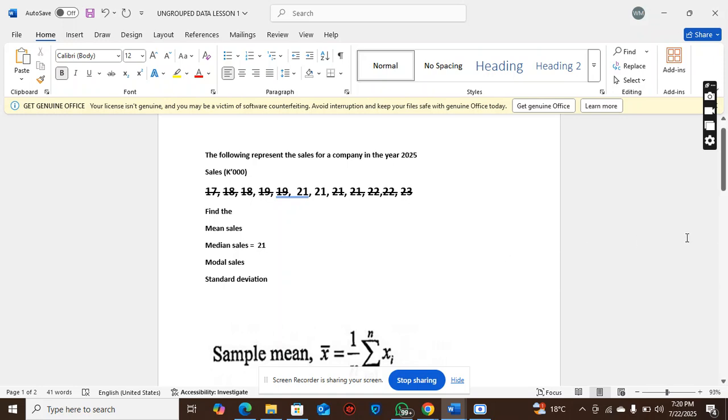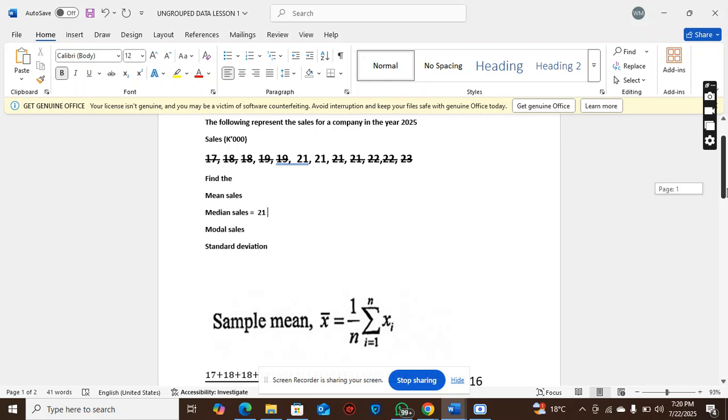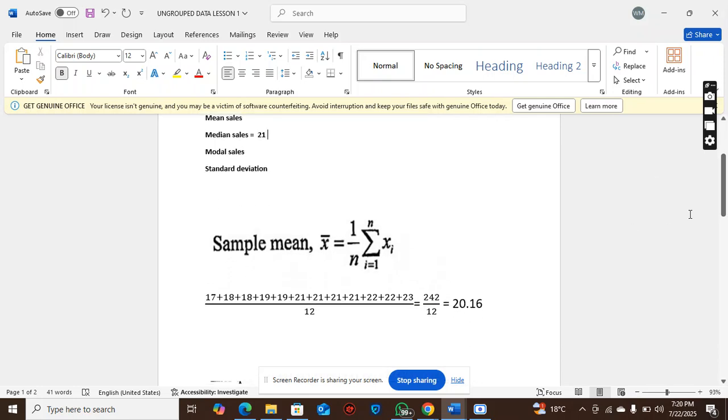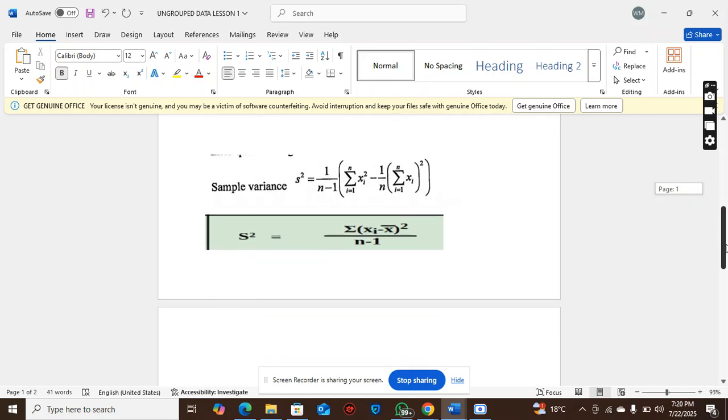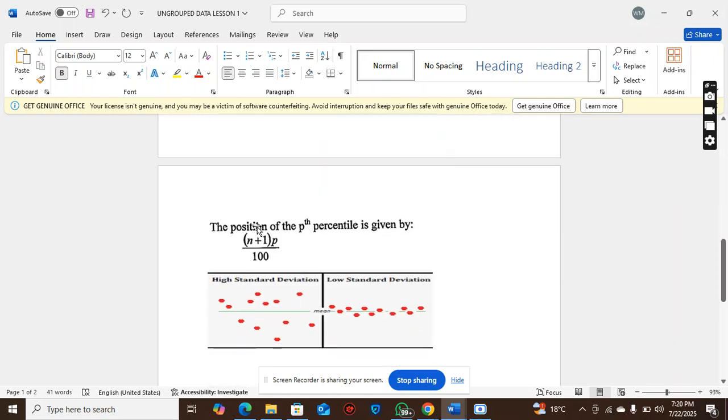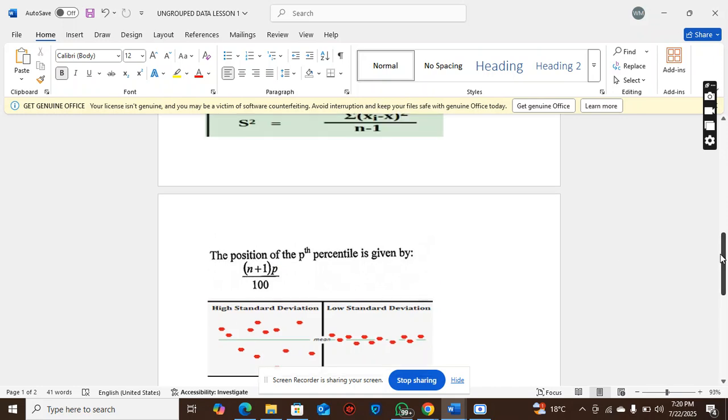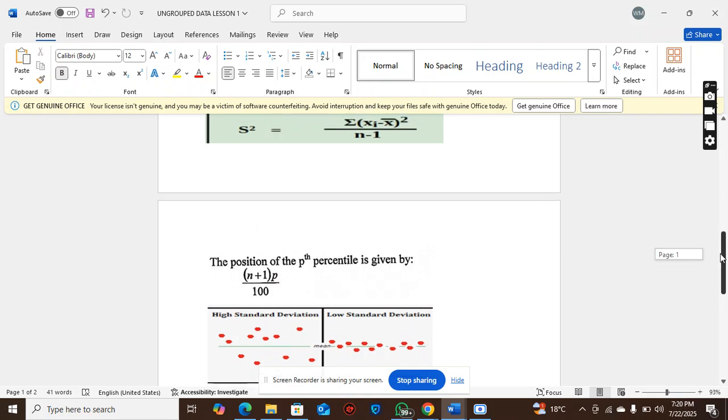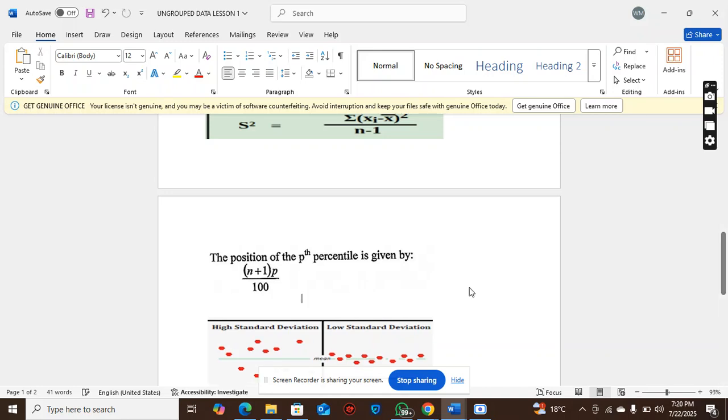Another way you can locate the position of the median number is to use this formula for percentiles. This percentile formula can help you find the median, upper quartile, and lower quartile. So let me just show you how we can use this formula. Our median is the middle, so it's the 50th percentile. All right, so if we use this formula, n plus 1, let me just bring it near the data set.